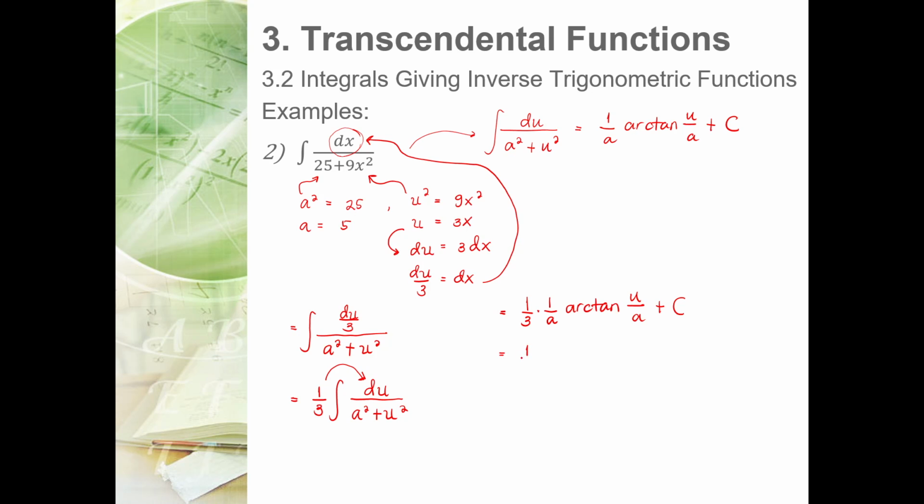Now bring back the values of your u and a. So that's 1/5 arctangent 3x all over 5 plus c. So the final answer is 1 over 15 arctangent 3x all over 5 plus c.